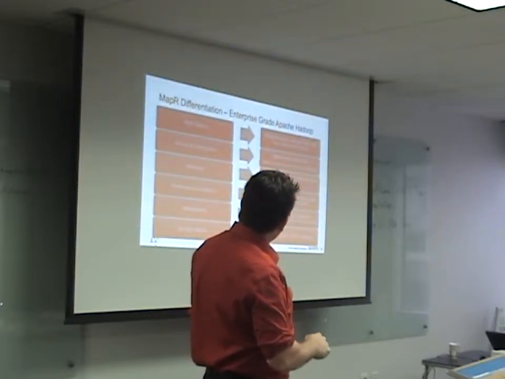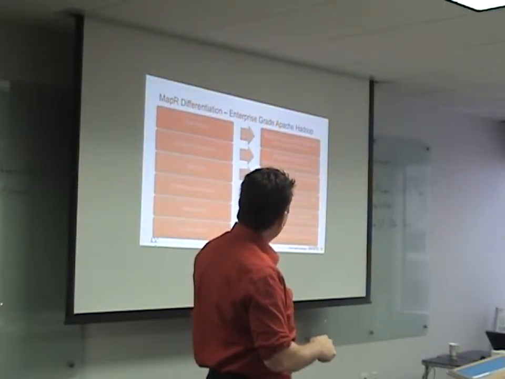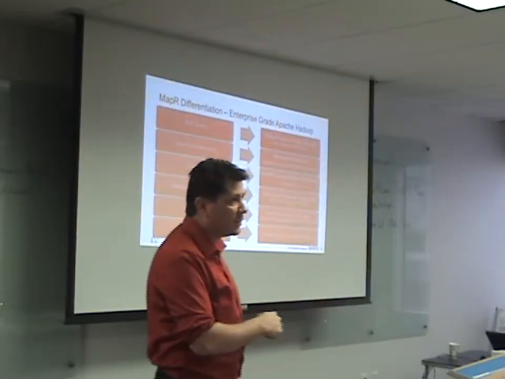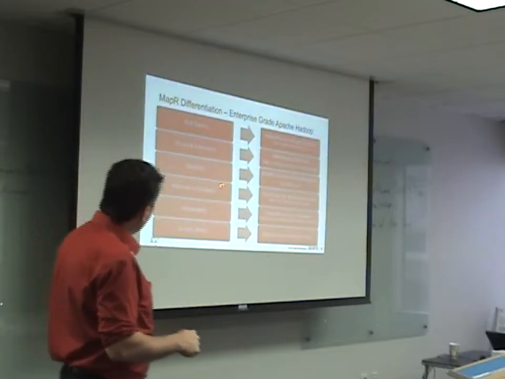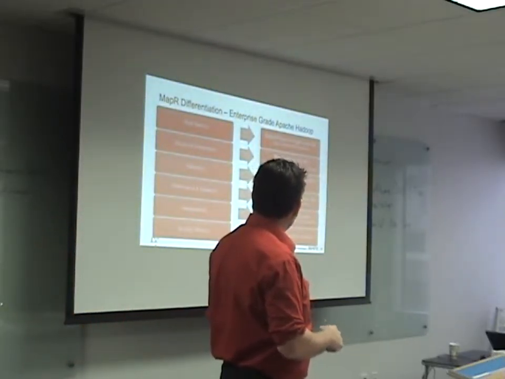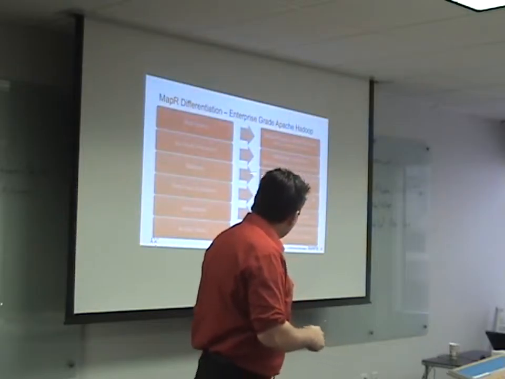Resiliency, of course, is 99.999% uptime, with zero administration and no data loss. That's the goal. That's what we try to deliver. The performance and scalability, of course, is normally 2 to 5 times faster, with a 30 to 50% reduction in hardware. Interoperability is a key aspect of it.